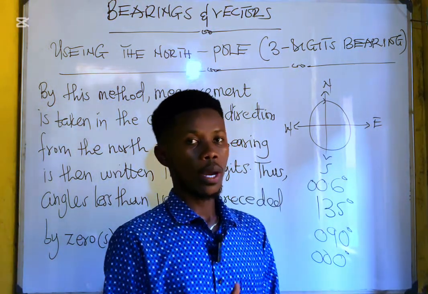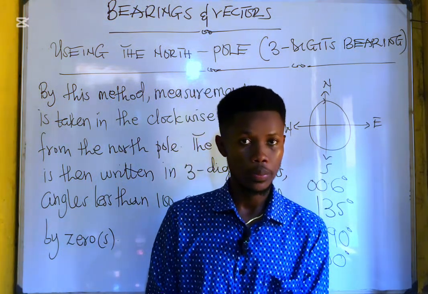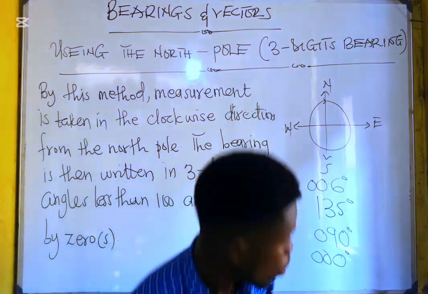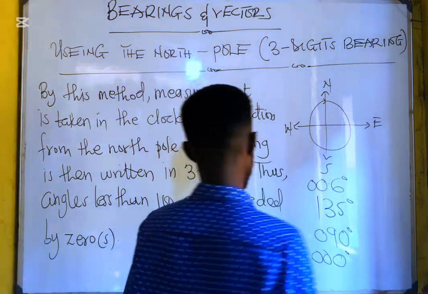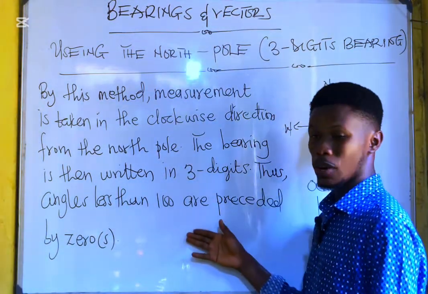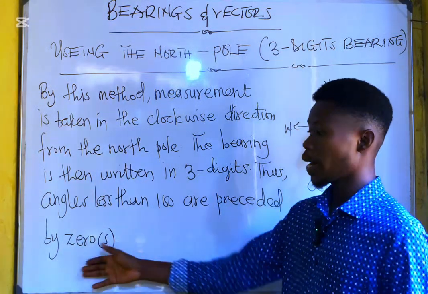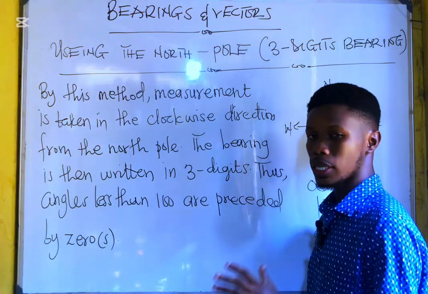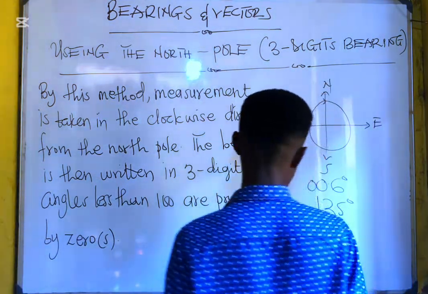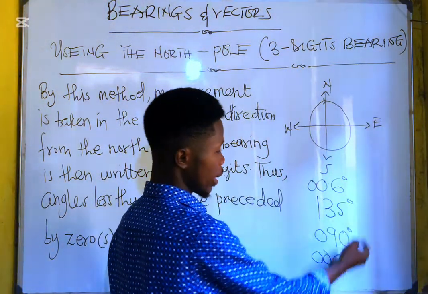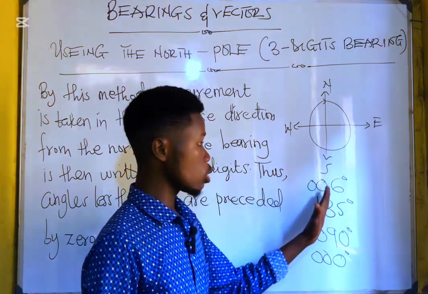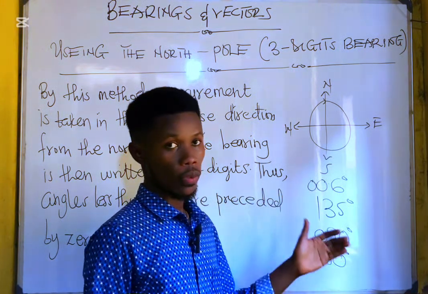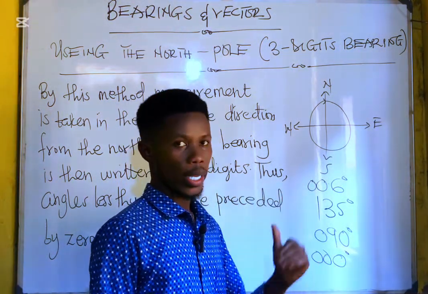So the 3-digit bearing is where we write the number in 3 digits. You don't write it in 2 or 1, it's just 3 digits. You should take note of all these things. They are saying that angles less than 100 are preceded by 0. If the angle given is less than 100, as I've explained here, you precede it by zeros, depending on the number.